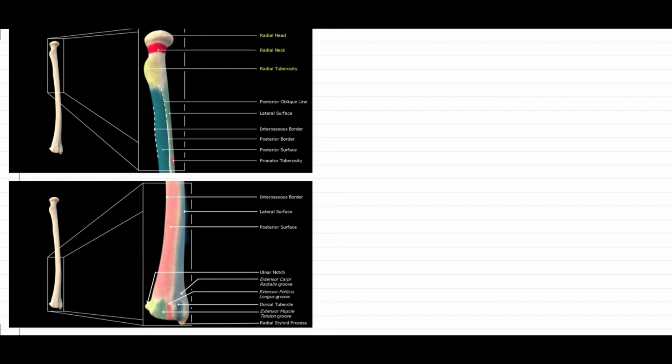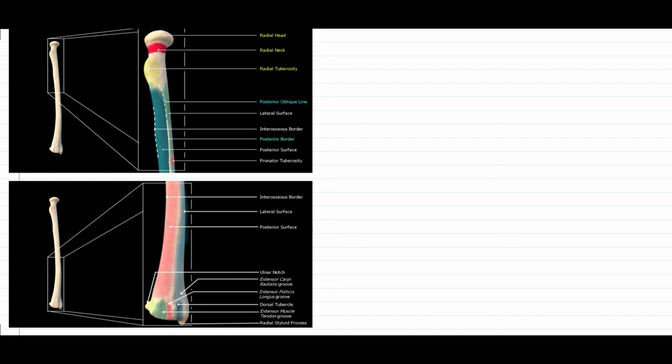Next, we will take a look at the shaft of the posterior aspect of the radius. On the shaft of the posterior aspect of the radius, we have the posterior border. Similar to the anterior border, the posterior border also in the upper end has an oblique path, so we can term it as the posterior oblique line. It courses vertically downwards, so it can be termed as the posterior border.